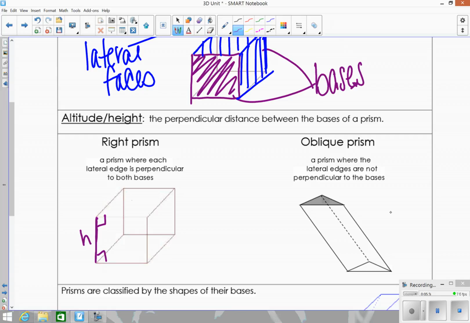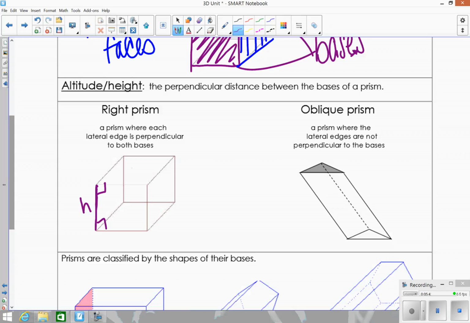Where if we have an oblique prism, which is what you saw on the previous page, basically as you take this prism and it's now slanted, the height is going to be measured on the outside, similar to that of an obtuse triangle, where you have to measure the height on the outside so that you make sure that you're measuring it perpendicular. So it's that perpendicular distance between the bases that is really what we talk about when we talk about the altitude or the height.